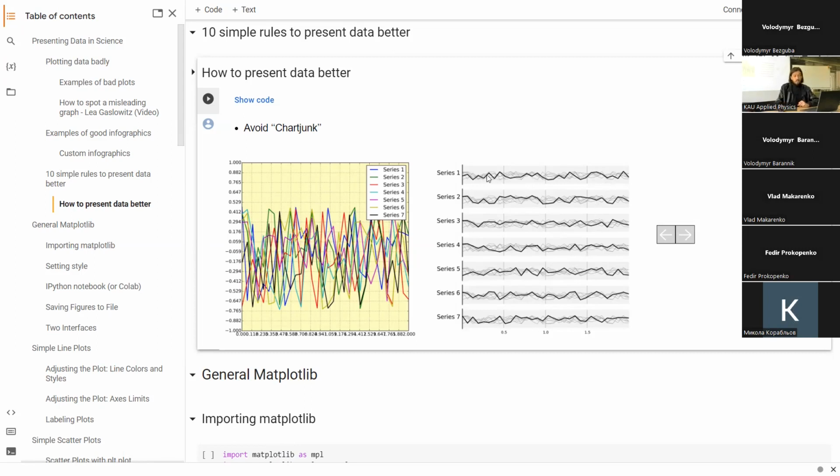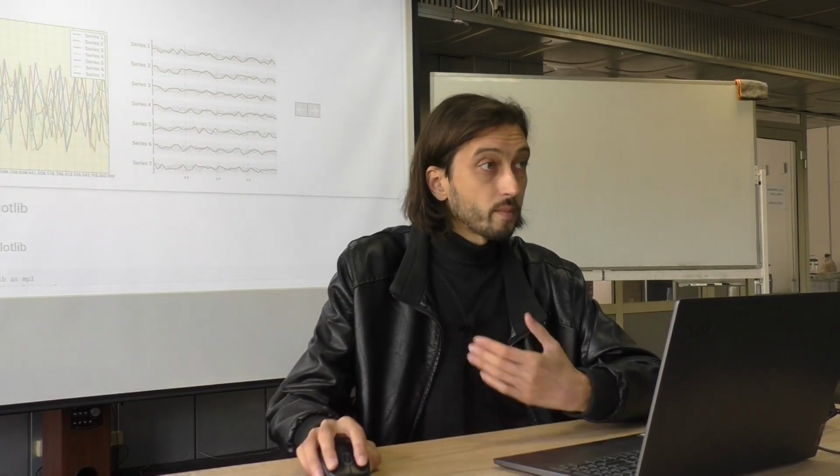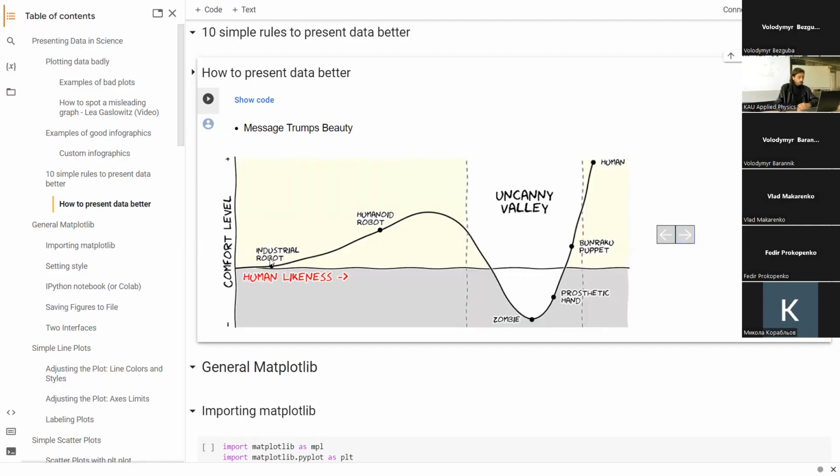And at least something is seen here. But anyway, depending on the meanings of that data, you will probably find some other ways to represent it and to make everything clear. And here is the last example. I called it "Message Trumps Beauty."